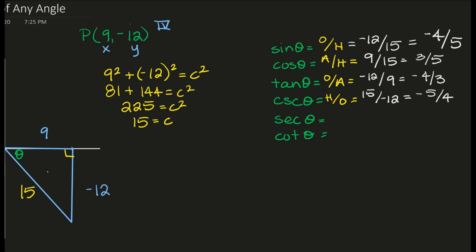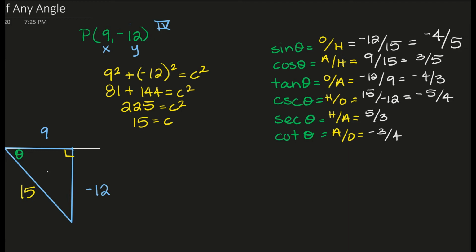Secant is the reciprocal of cosine, so it is hypotenuse over the adjacent. So we're going to take the value of cosine here, 3/5, and we're going to flip it, and that gives us 5/3. Cotangent is the reciprocal of tangent. So here, this would be the adjacent over the opposite. So I can take my solution to tangent here, negative 4/3, and flip it and get negative 3/4. So given a point in the coordinate plane, that's how you would find all 6 trigonometric ratios.